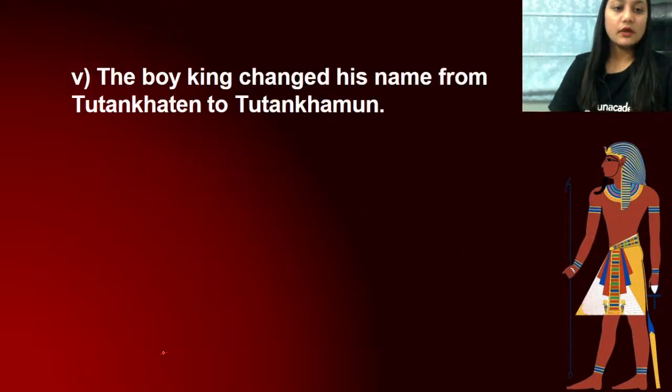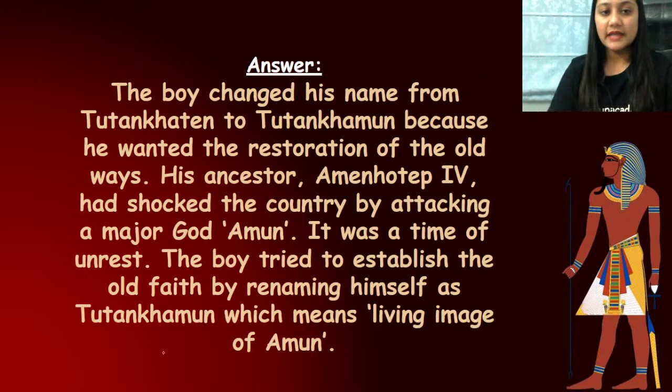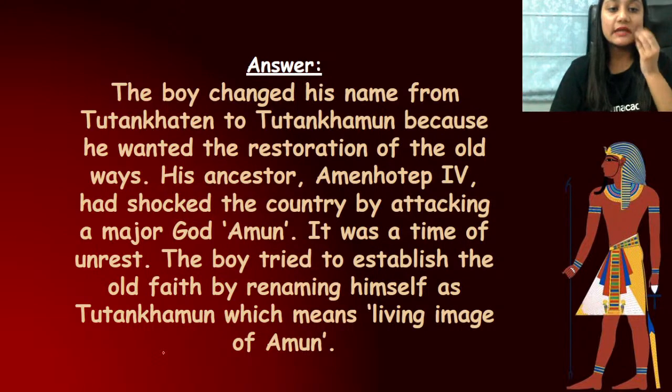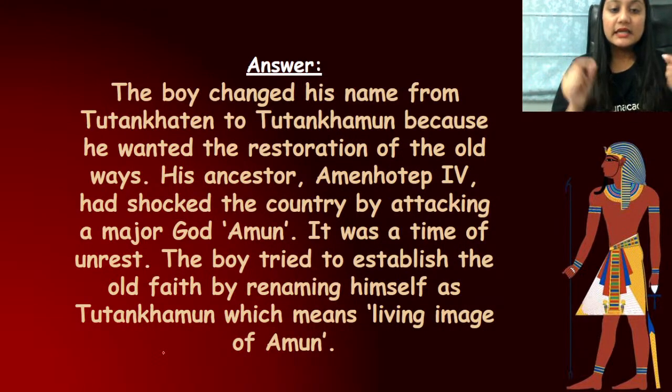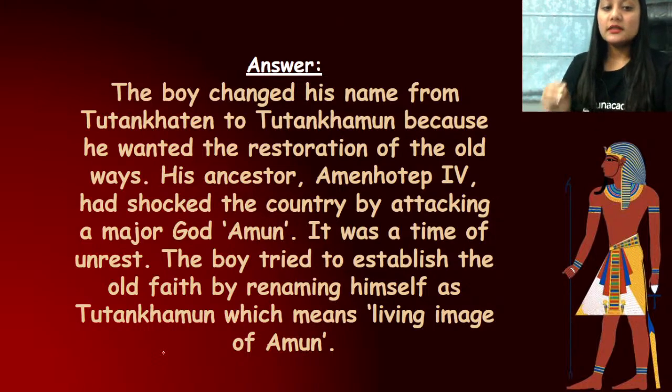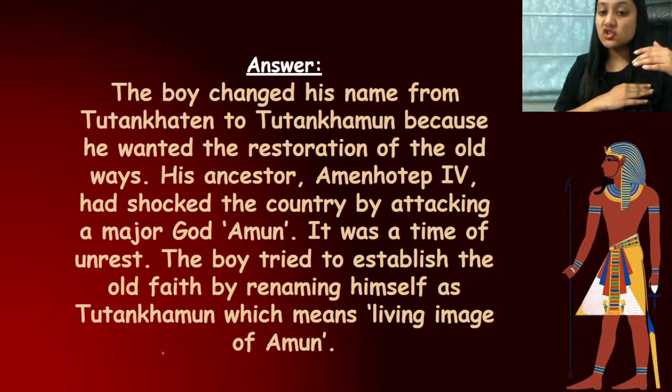Yeah? Okay. The boy king changed his name from Tutankhaten to Tutankhamun. And what is the reason behind that? The boy changed his name from Tutankhaten to Tutankhamun because he wanted to restore the old ways. And what exactly did he want to restore? All the destruction that Amenhotep IV had done. So he wanted to revive it.